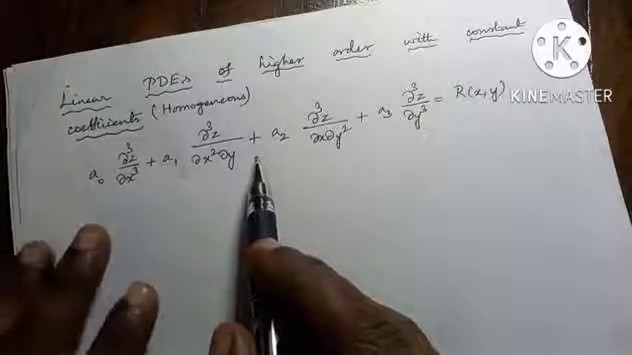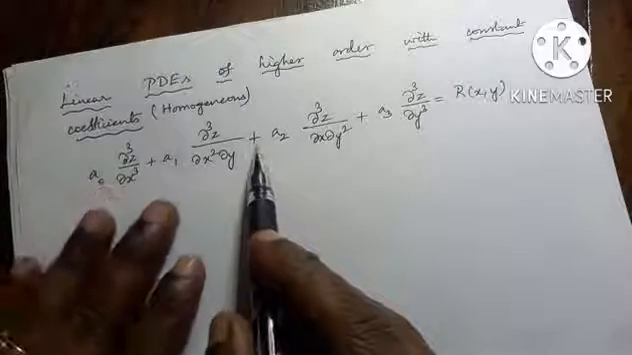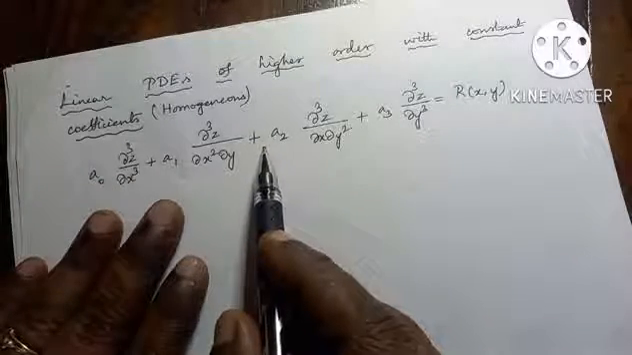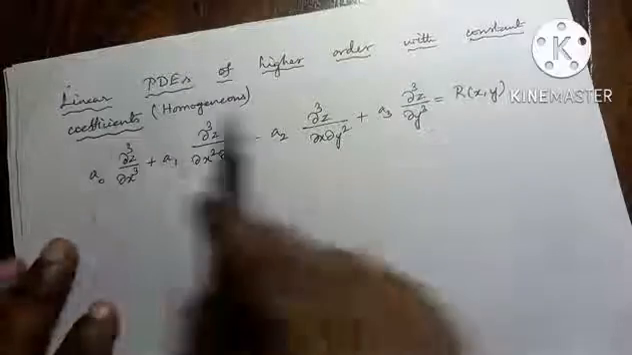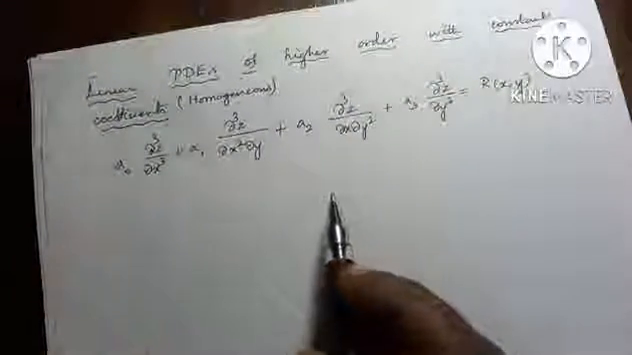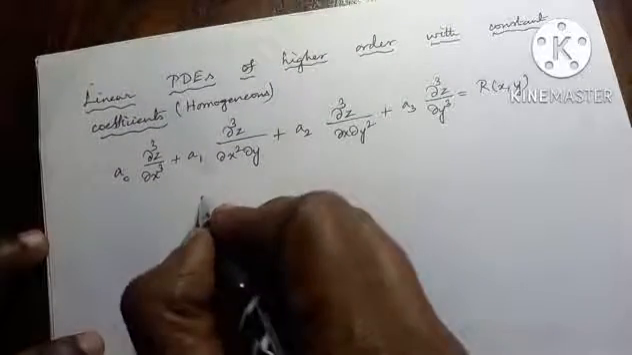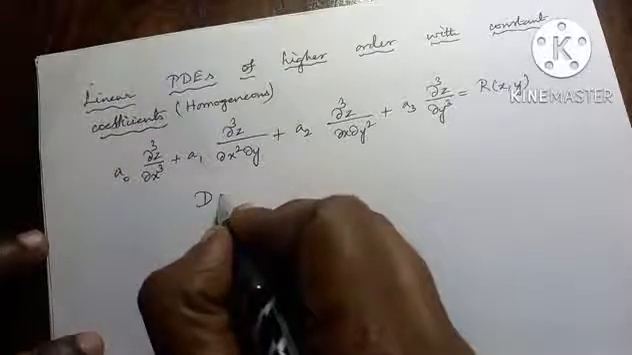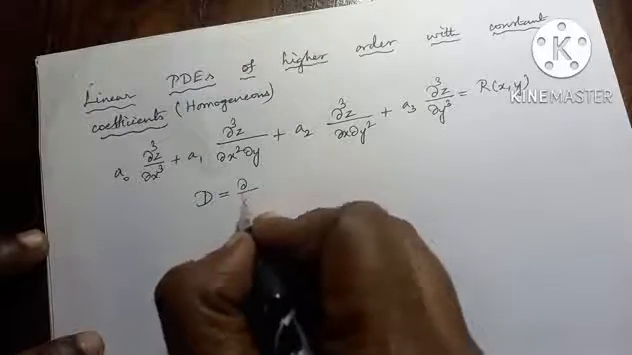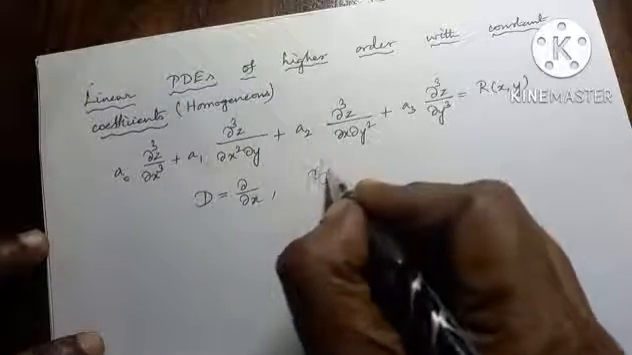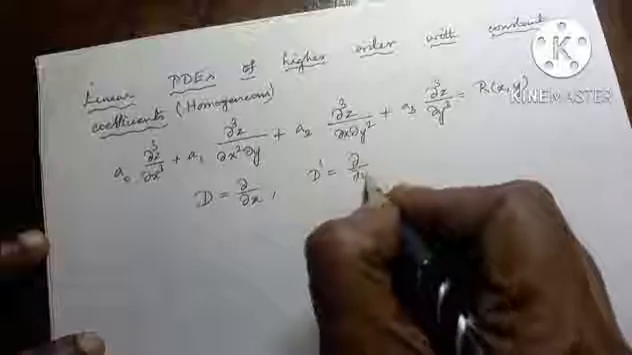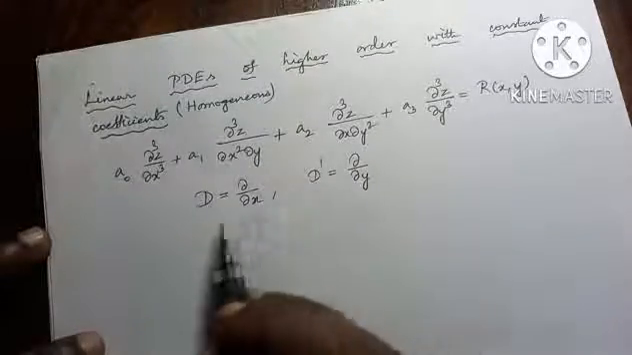And so we have to solve this partial differential equation and find a solution. So how can we solve this equation? Let us see now. Let us introduce new operators: capital D, which represents ∂/∂x, and D dash, which is ∂/∂y.